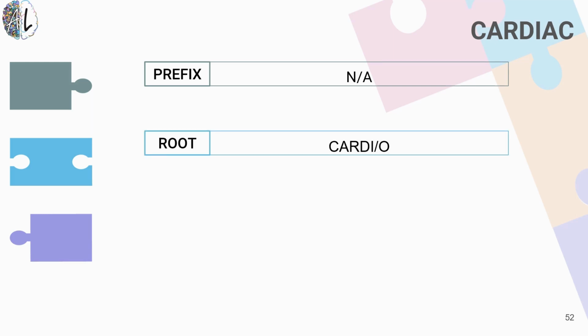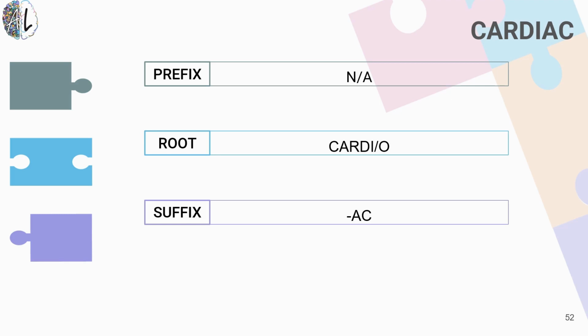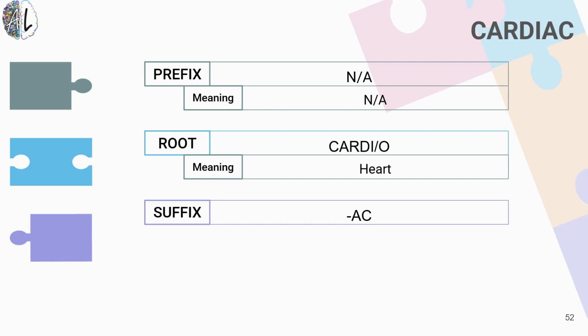We did have a root term with a combining vowel, also known as the combining form of cardio. And the suffix here was AC, which ended the term, and you will see on your word list with a dash before it. For the prefix, if there is no prefix, there is no meaning for the prefix. So I indicated an NA just so that we are all aware that this was intentional and that there is no prefix.